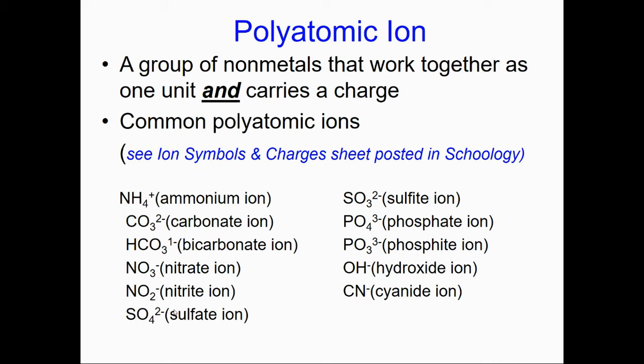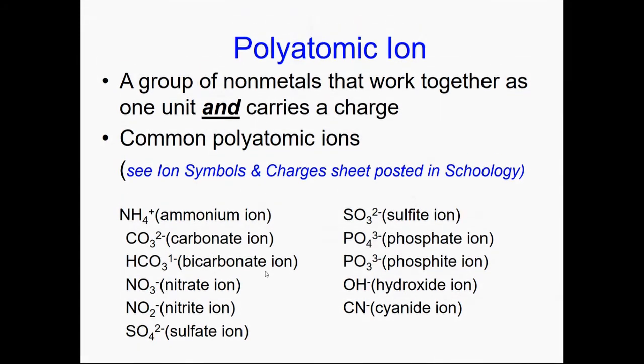These are the more common ones you see. These are the 2 main ones that end in IDE, hydroxide and cyanide. But if you notice, most of your other polyatomics, with the exception of ammonium, which is its own thing because it's only one positive, most of them end in ate and ite. So if you see a name that says ate or ite, then you know you're talking about a polyatomic, with the exception of these guys that end in IDE.